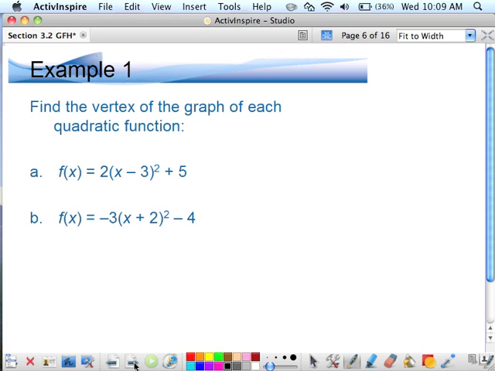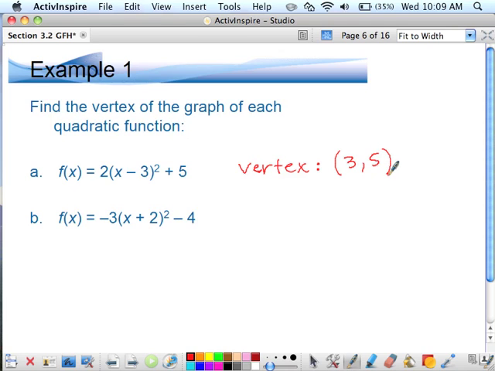For part A, we have f of x equals 2 times the parenthesis x minus 3 quantity squared plus 5. That's called standard form. When you have a parenthesis squared, maybe a constant in front, and maybe a constant added to the end, that is standard form of a quadratic function, and you can look at it and tell its vertex. For part A, what's the vertex there? 3, 5. Positive 3, comma, positive 5.